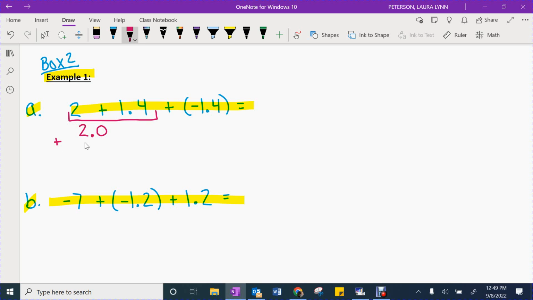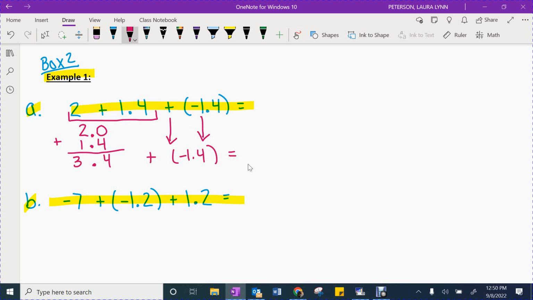So I'm going to do 2.0 plus 1.4. My decimals are lined up and I add like normal. 0 plus 4 is 4. I bring down my decimal. And 2 plus 1 is 3. Bring down what's left, which is the plus and the negative 1.4.